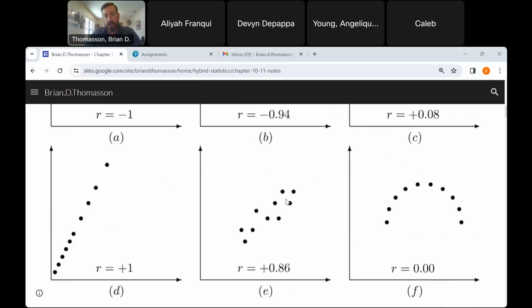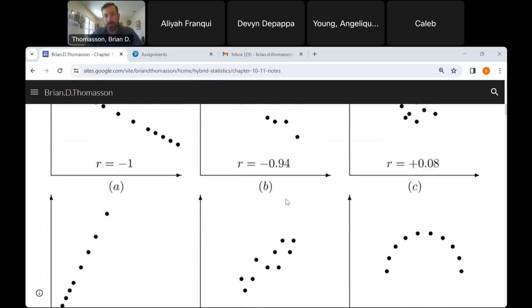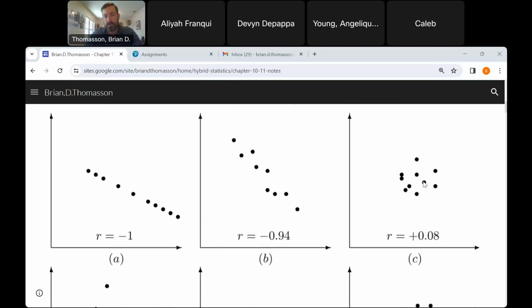So basically what happens is the closer it is to 0, like this graph C, the less correlated it is. The closer to positive or -1, the more correlation there is. Okay, so let me say that again. The closer to 0 it is, the less correlation. The closer to positive or -1, the more correlation. Okay.